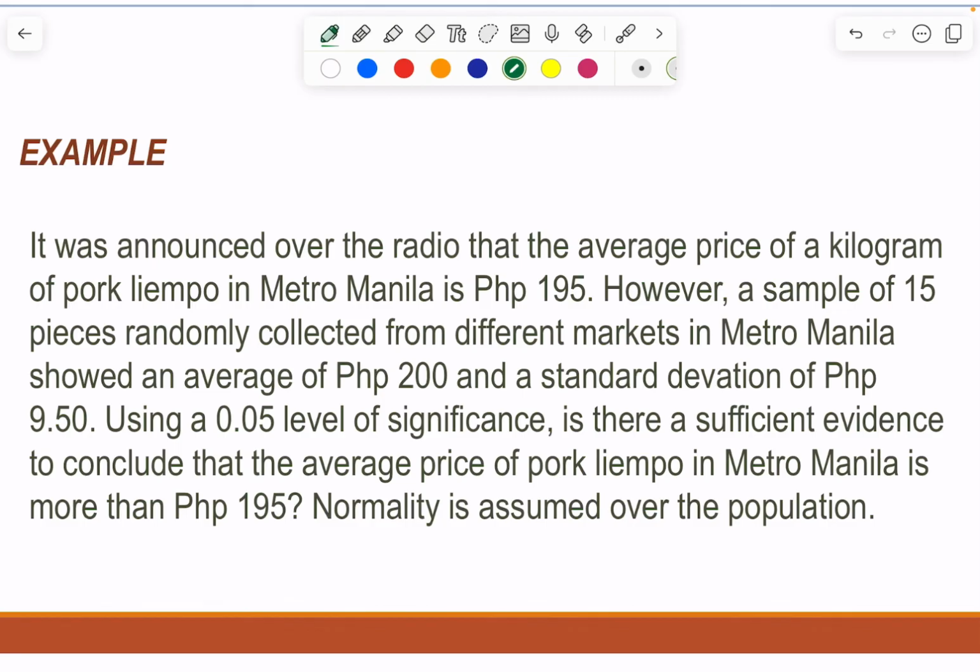So now, unsa tong una gayud natong i-check to know the type of test nga gamiton sa problem? So atong i-check ang sample size. So basahon nato diri. However, a sample of 15 pieces. So, kani nga sample gikuhaan sa atong data. That means atong sample size is 15. So, ang N nato is 15.